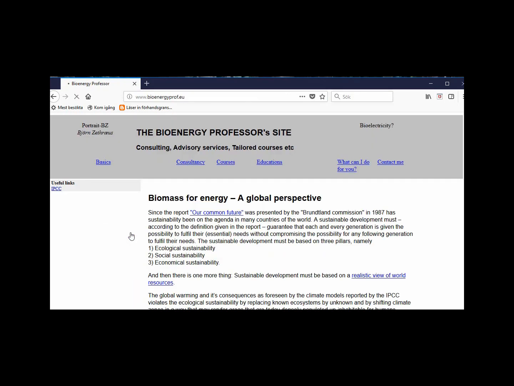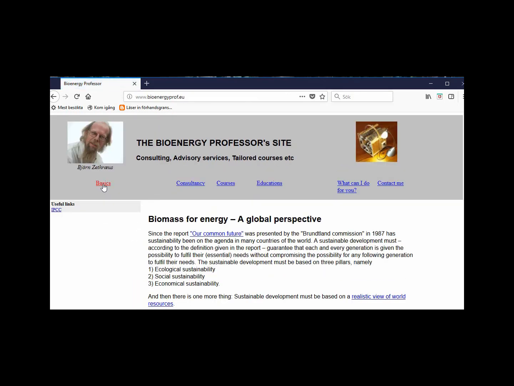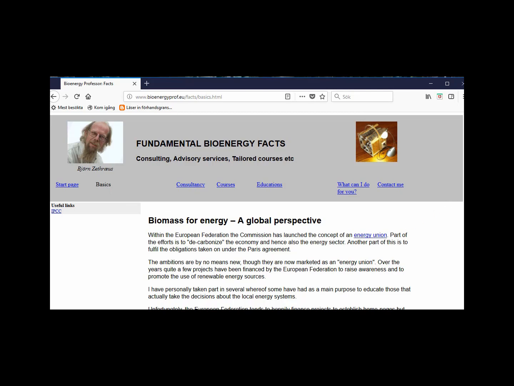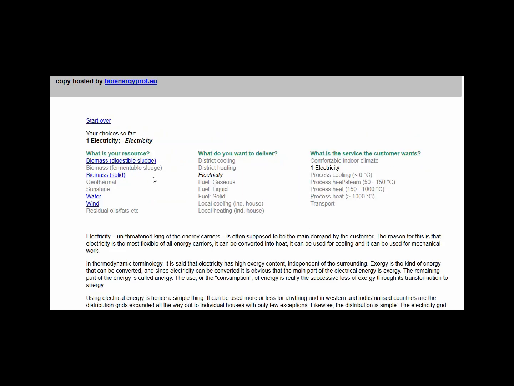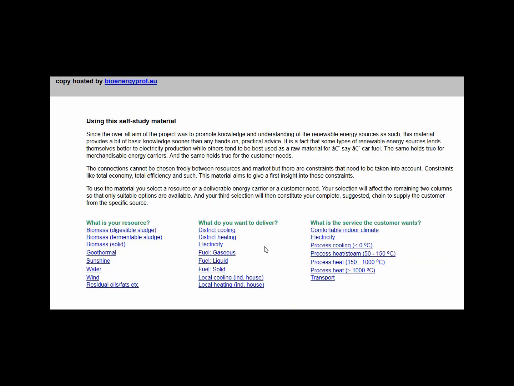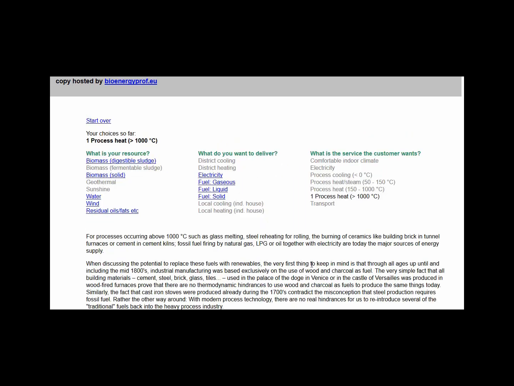But then the end user will have very strict demands on the fuel delivered, so that it does not inflict upon the reliability of the process, nor on the quality of the product. The rest of this training material is to provide a very short summary of some of the potential connections between energy sources and energy users. Do play around in this matrix a little bit and read the corresponding text to get some idea of the flexibility offered by the renewable energy sources and by the energy infrastructure.